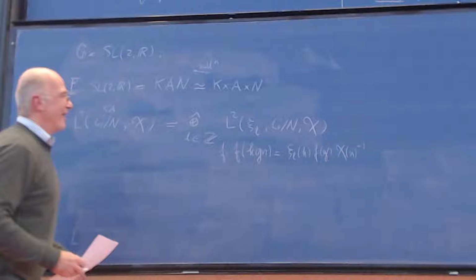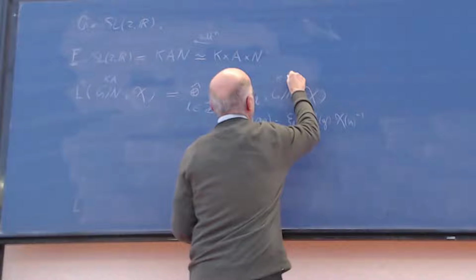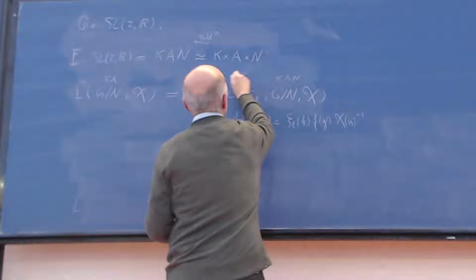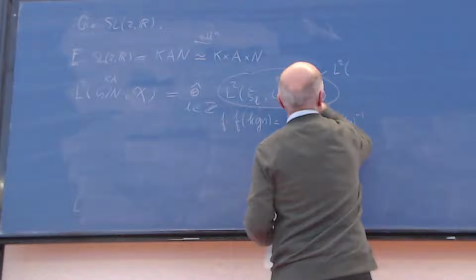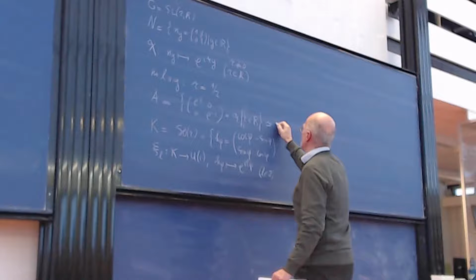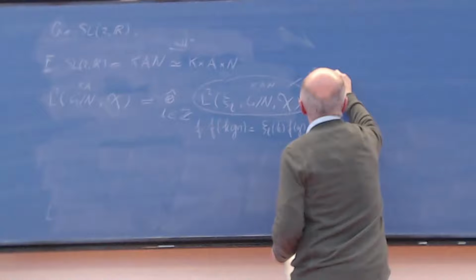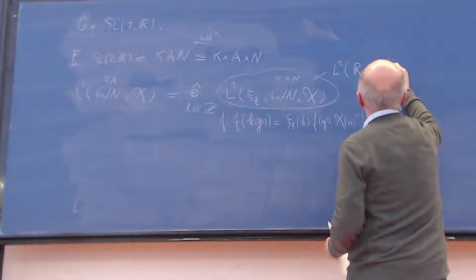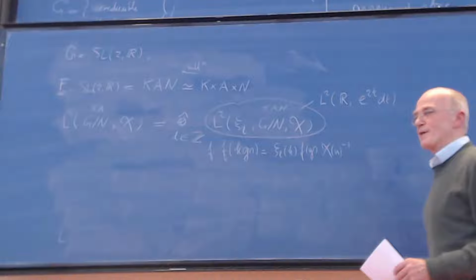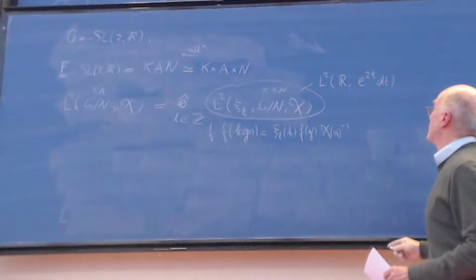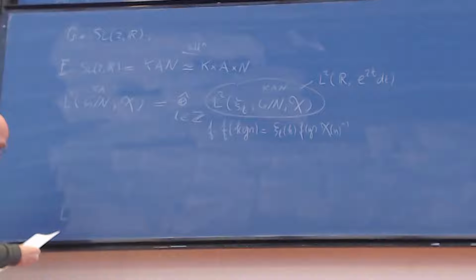Right, and of course, since this is of type KAN, each of these components can be identified with L2 functions on A, and through the map t goes to A_t, the group A can be identified with R, with addition and zero as a group. And so then we have L2 functions on R, but there is a Jacobian involved, and the Jacobian can be computed and turns out to be e^{2t} dt. But of course, we don't see the action of the group anymore. We only see the action of A here by translation. Is this right?